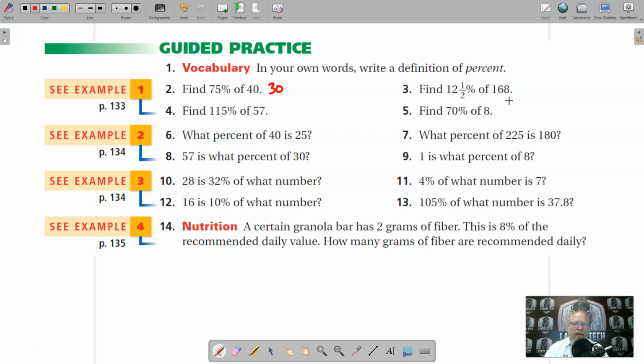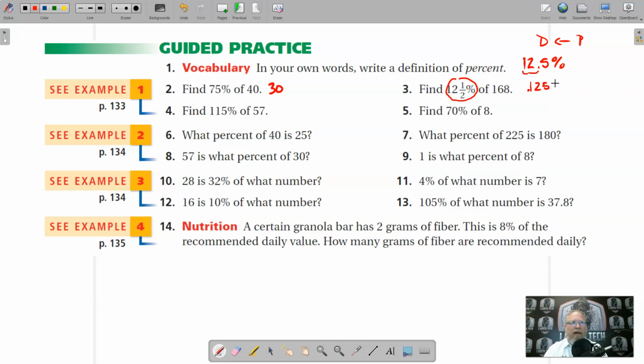That one might be a little bit trickier, right? I don't have 12.5% memorized, and 168 is not a nice simple number like over here with 40. So let's think of 12.5% as a decimal. I want to go from percent to a decimal, so I'm going to move the decimal to the left 2 places, and that's going to be 0.125. So I've changed this over to 0.125.